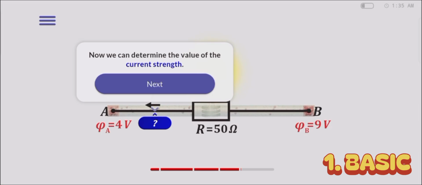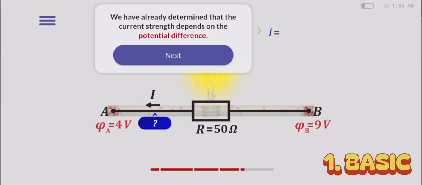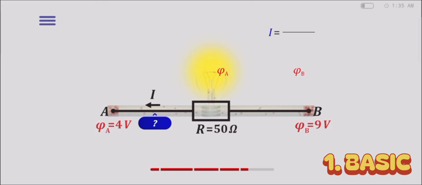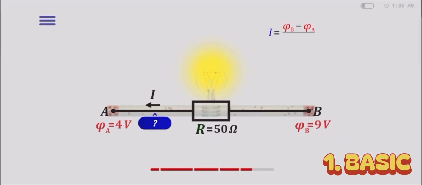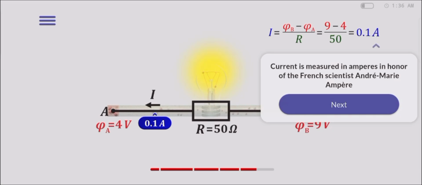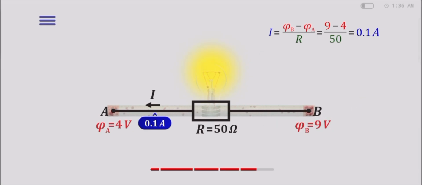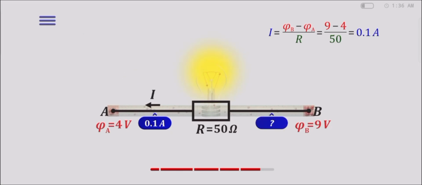Let's denote the current strength and set the direction from a higher potential to a lower one. Now we can determine the value of the current strength. We have already determined that the current strength depends on the potential difference and also resistance, which limits the movement of charges. This formula describes Ohm's law for a circuit segment. Current is measured in amperes in honor of the French scientist André-Marie Ampère.